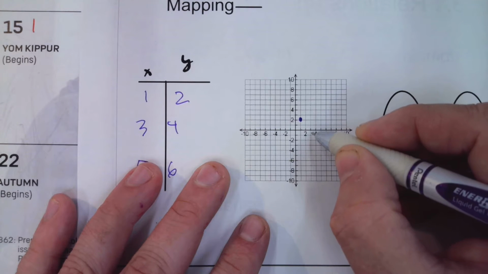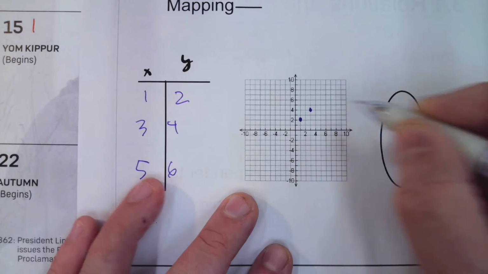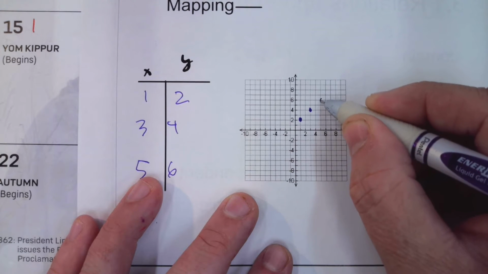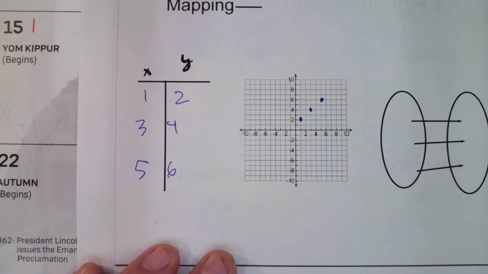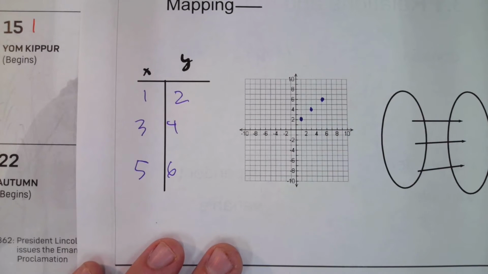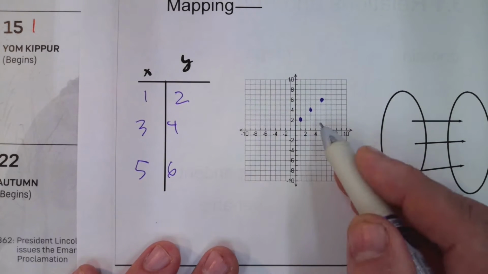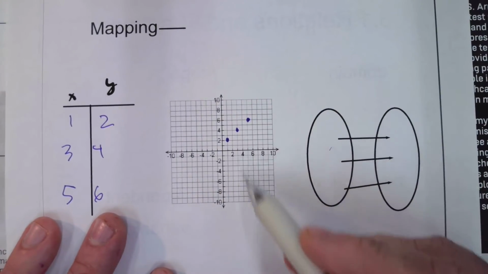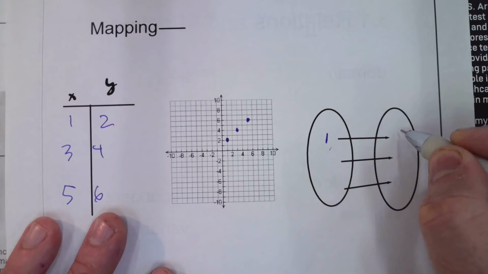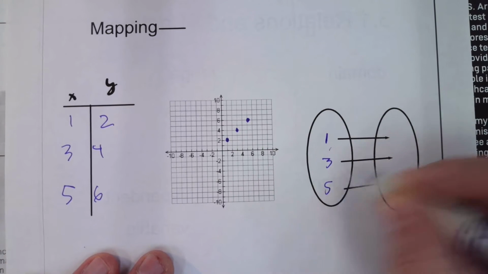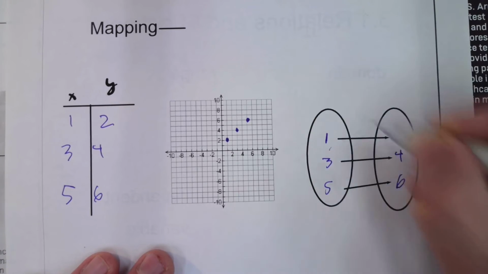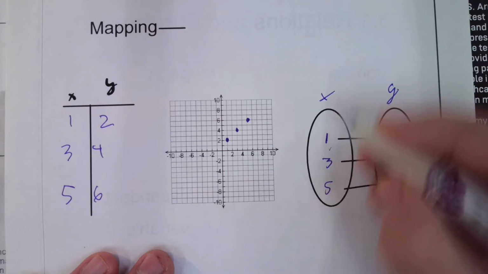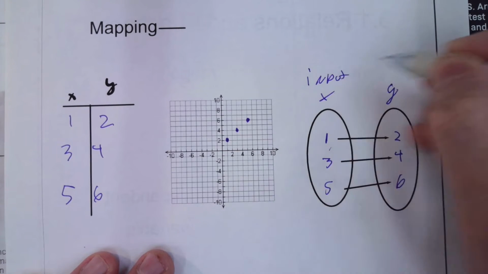Okay, 3, 4, 5, 6. Okay, so that's another way to look at it. Okay, the last way and the main way we're going to actually use today is not this because this takes long. We're going to do it like this. Okay, and I'm going to show you, we're going to do a little bit more with mapping in a second. This is your X, this is your Y, this is your input, this is your output.